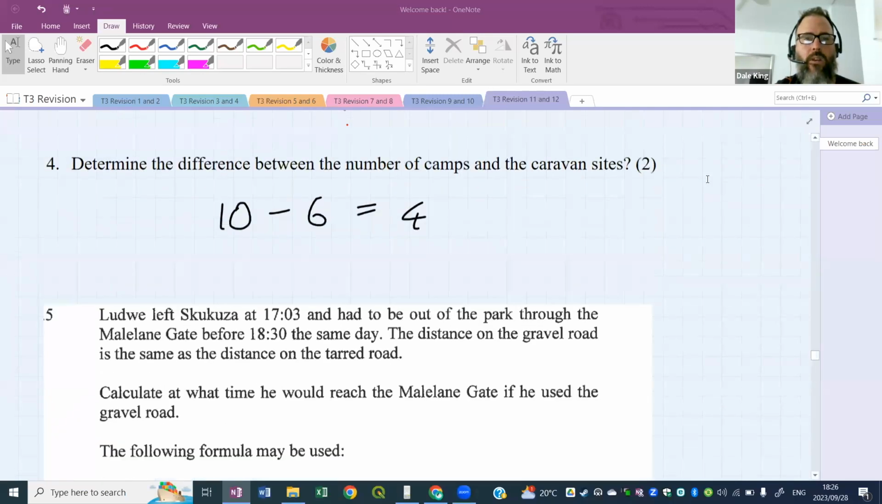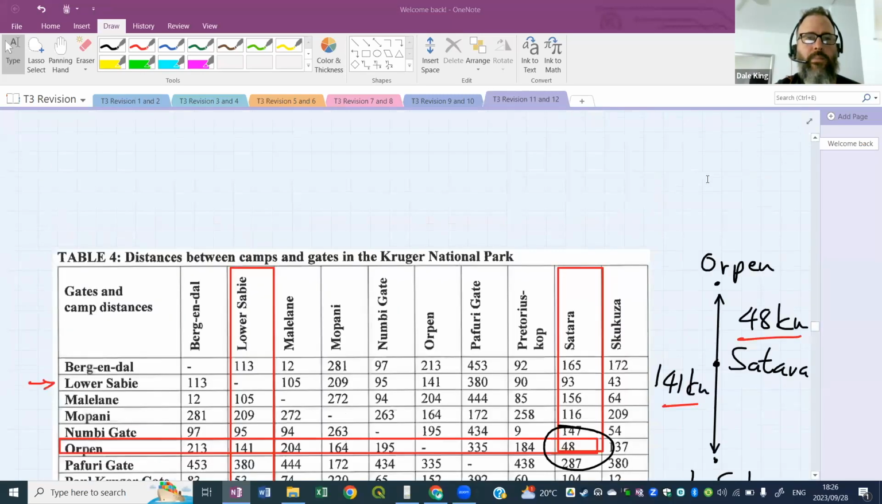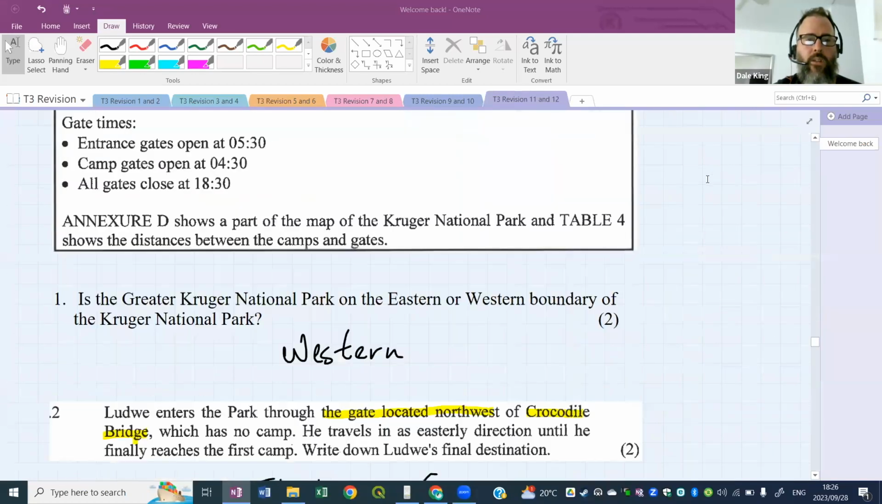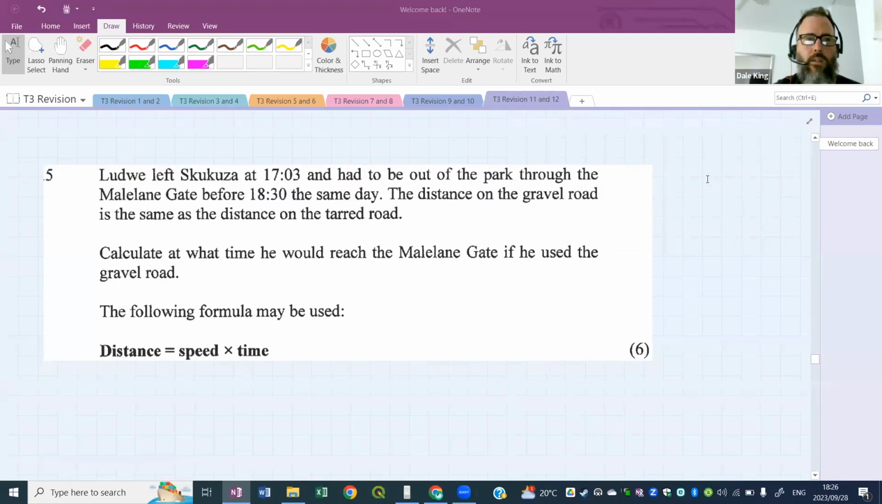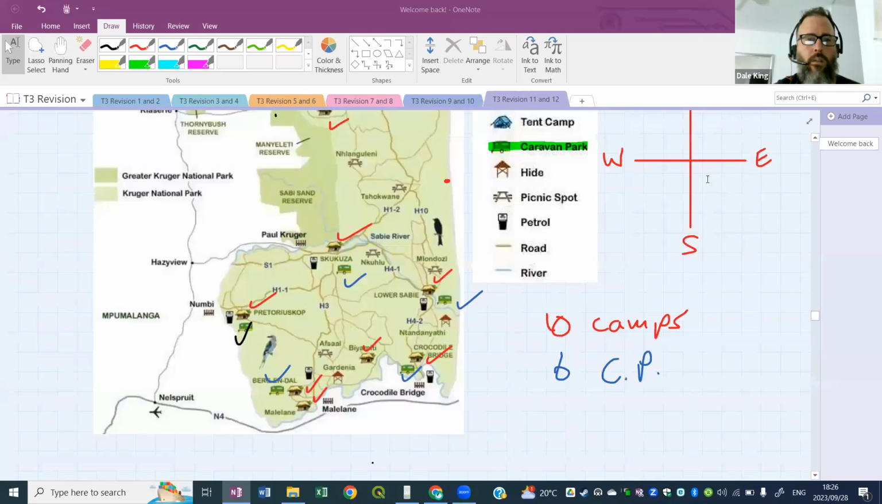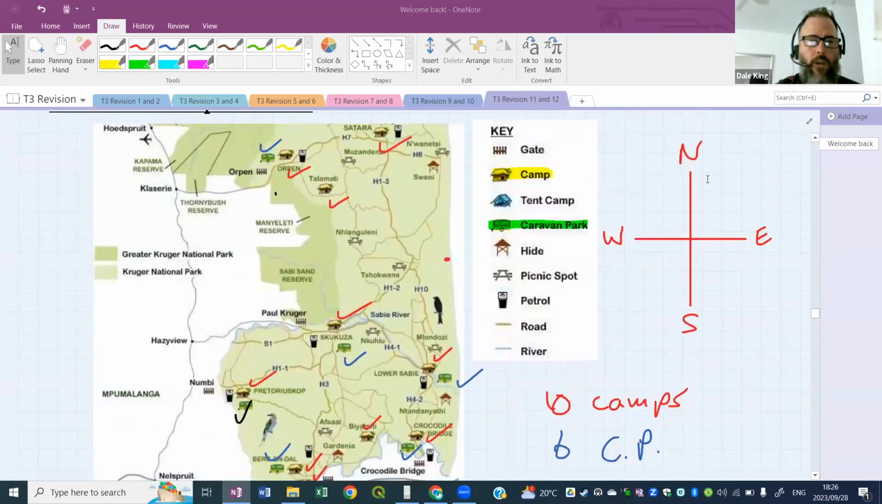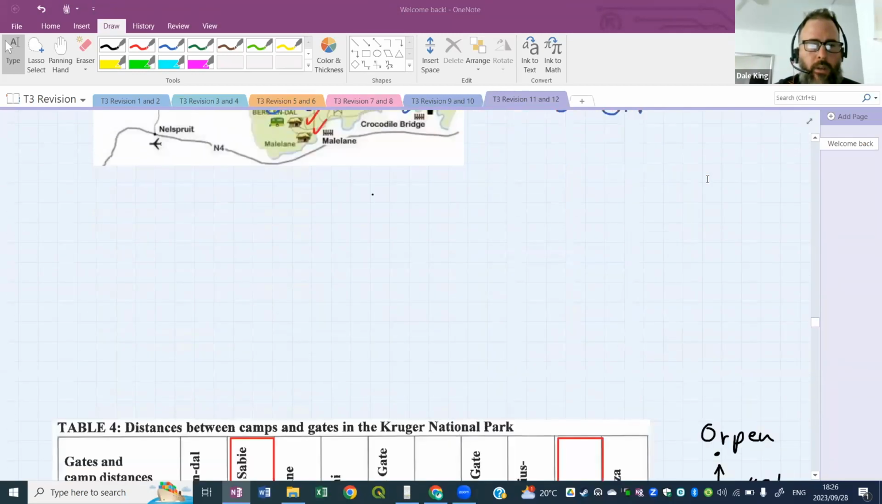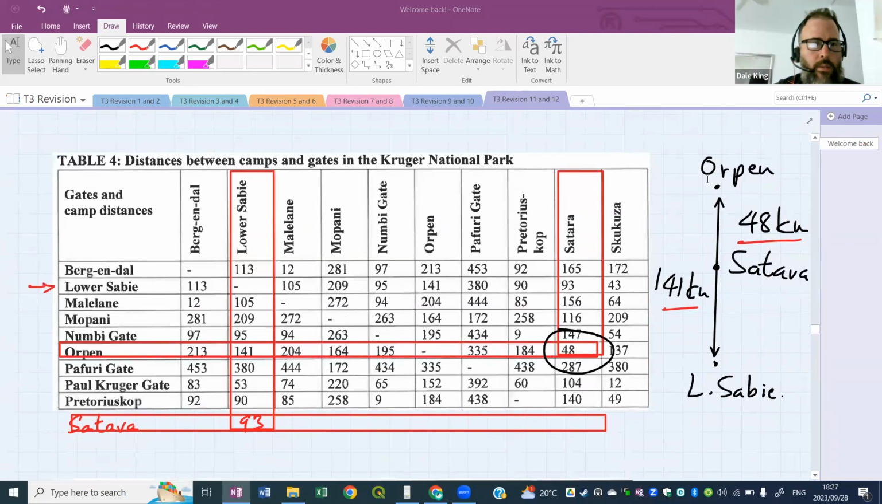Distance on the gravel road? All right, so we're looking at Skukuza and Malelani gate. Skukuza and Malelani gate. All right, there we go. I wonder if we have... Surely this has got to come from the table. All right, here it is.